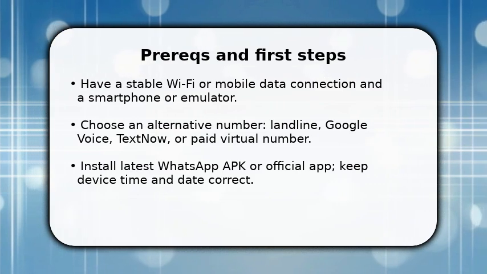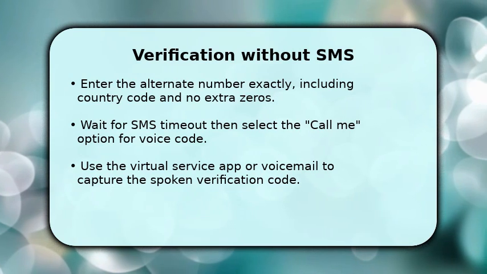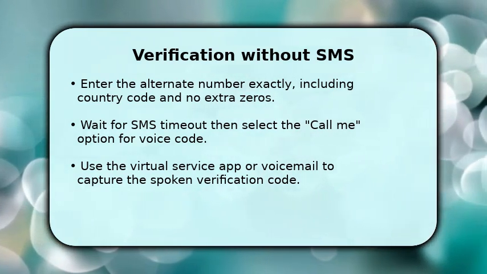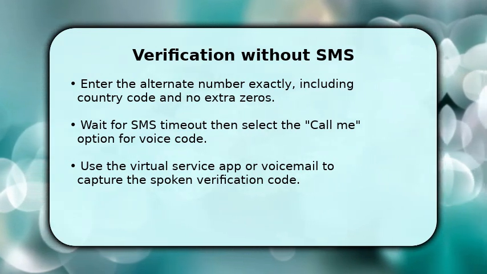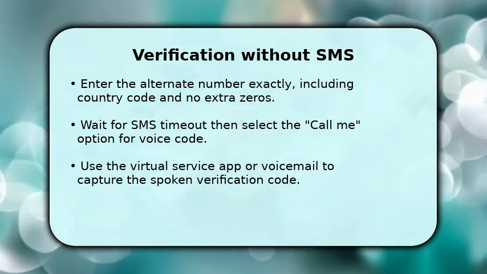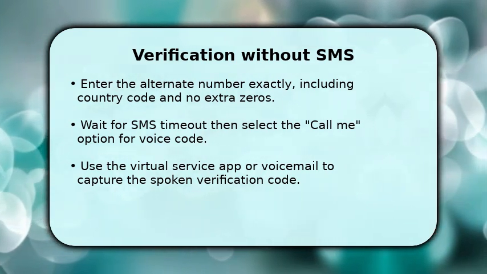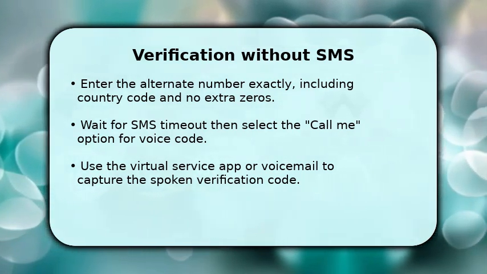If SMS fails, stay calm. The next step initiates. Once WhatsApp requests verification, fill in the number with its correct country code and submit. After the SMS attempt times out, choose the call verification button. WhatsApp will place an automated voice call with a numeric code. You must receive that call in the virtual number app or on the landline, so keep those apps open and check voicemail if the call is missed.